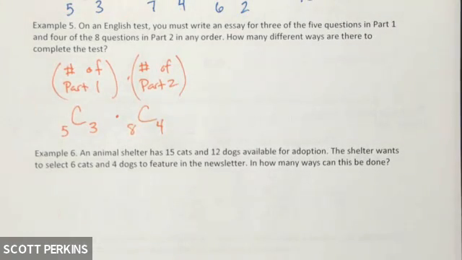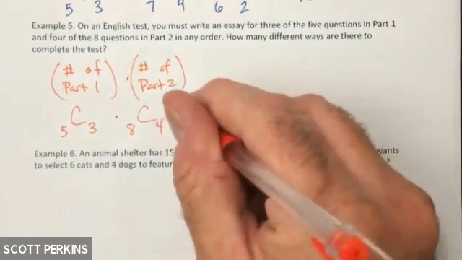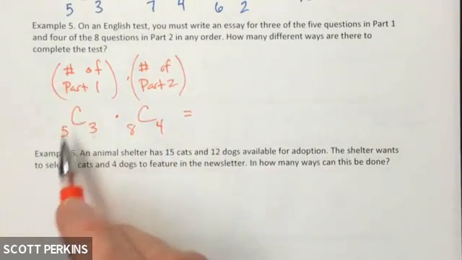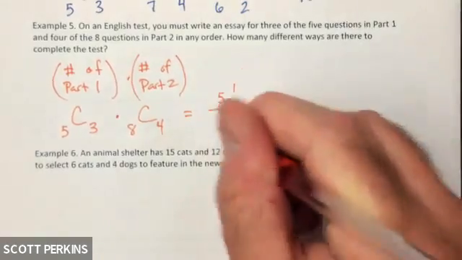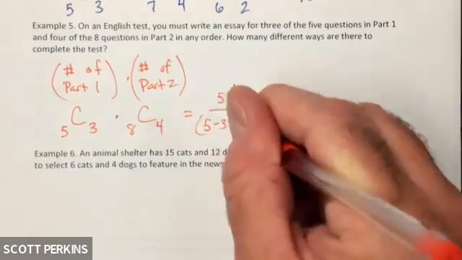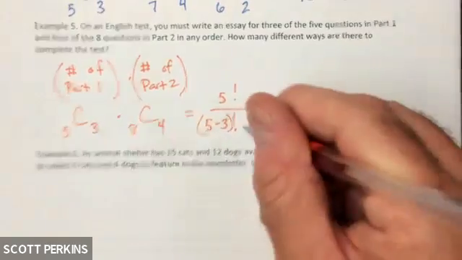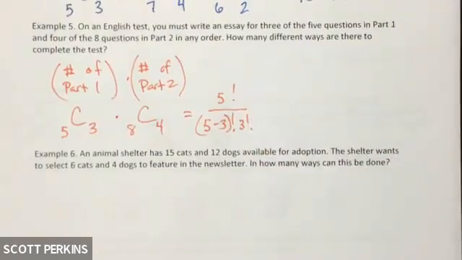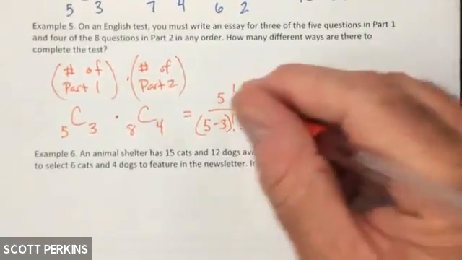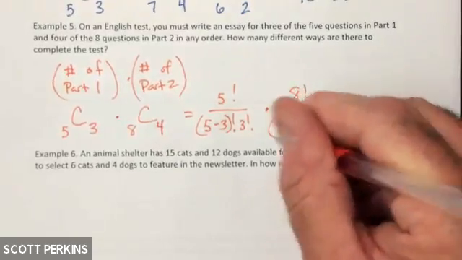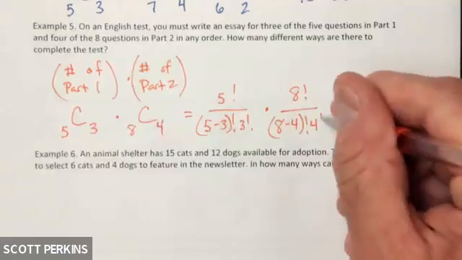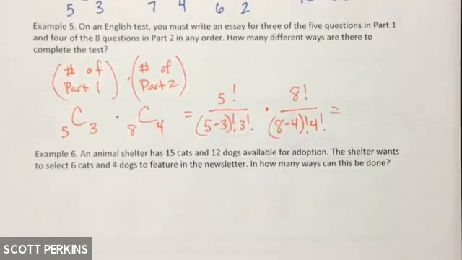I have room here, so I'm going to write out the next part just so that I don't leave anyone confused. So the number of combinations of 5 when I'm choosing 3 is 5 factorial divided by the 5 minus 3. That's the number of objects I'm not using. And then divided by the duplicates. And then the next one, 8 factorial divided by, these are the ones I'm not using. And then divided by the duplicates. Either way, your calculator can do this.